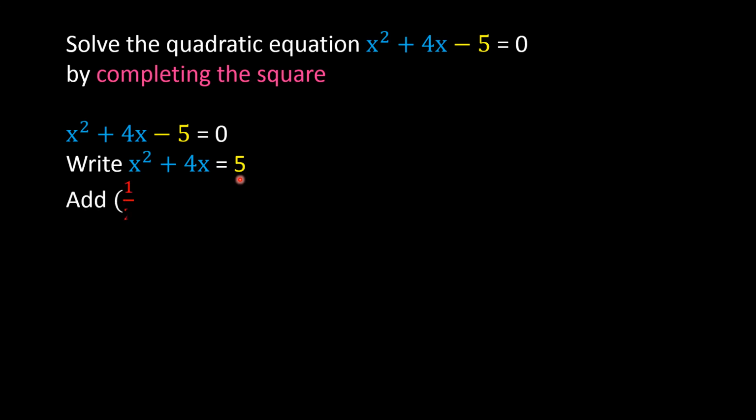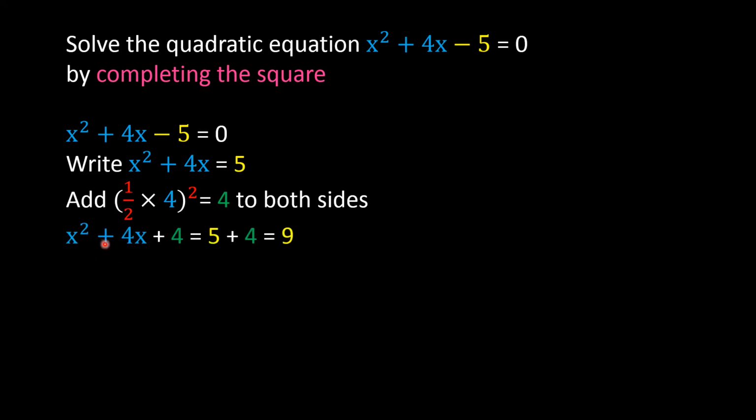Now we will add 1/2 multiplied by 4 whole squared, where 4 is coefficient of x. Half multiplied by 4 becomes 2, 2 squared becomes 4. So we will add 4 to both the sides. So we will get x squared plus 4x plus 4 equals 5 plus 4, which is now 9.